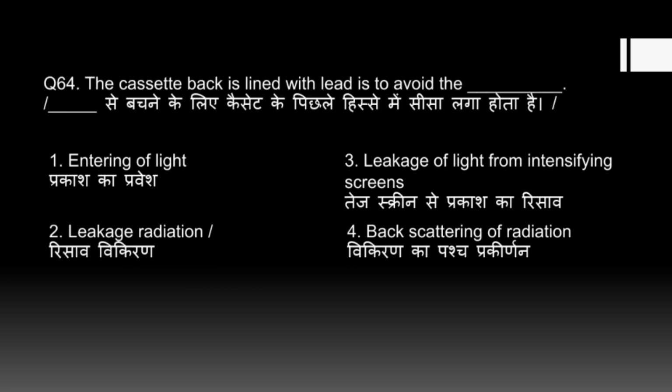Question number 64. The cassette back is lined with lead to avoid the what? So the cassette which is lined with lead avoids which of the following options? Option 1 is entering the light, option 2 is leakage radiation, option 3 is leakage of light from the intensifying screen, and option 4 is backscattering of radiation. The cassette is lined with lead basically to avoid backscattering. So the right answer is option number 4, which is backscattering of radiation.